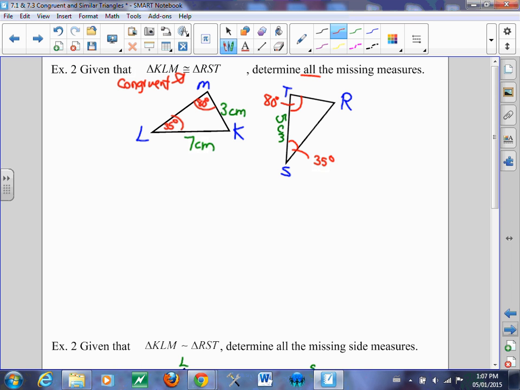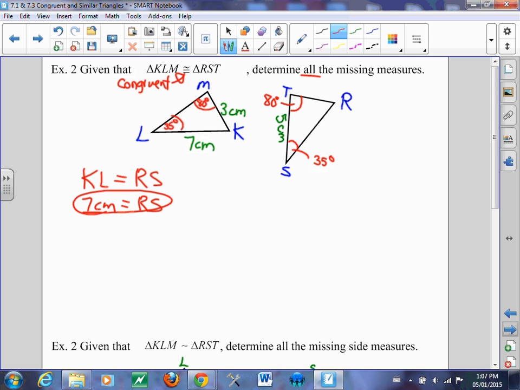So first of all, let's take a look at KL. KL goes from a blank angle to 35 degrees. So match that on the other side. You're going to have it being RS. Let's go for what information is given. So we know KL is already given as 7 centimeters, which equals RS. Well, hey, that's one of our missing measurements. So we've now found it.